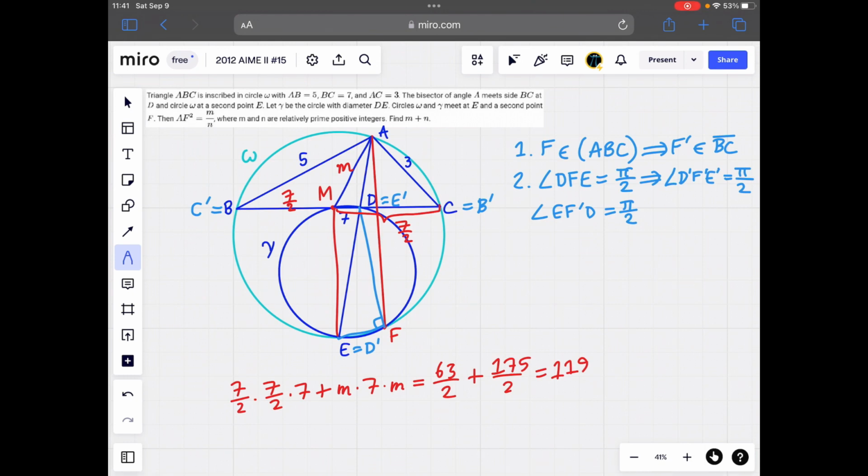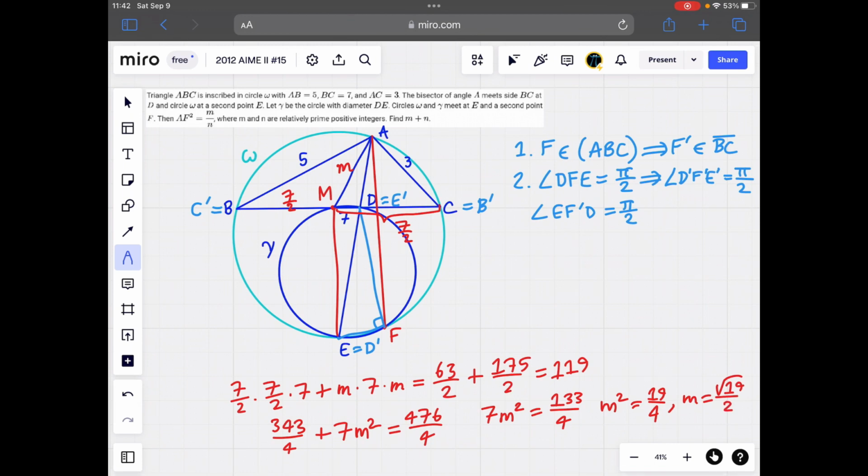So we have 7 over 2 squared is 49 over 4 times 7. And that's equal to 343 over 4 plus 7m squared equals 119, which you can think of as 476 over 4. So 7m squared is 133 over 4. And so we have m squared equals 19 over 4. Little m equals root 19 over 2. And now, given that we know little m, we can use that to determine the value of AF.